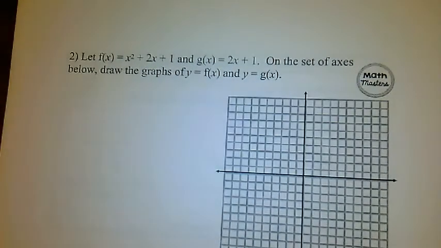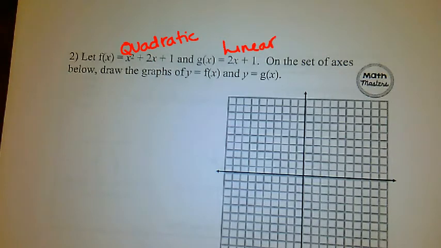So again, we have our two equations. Notice that this one is a quadratic, so f of x is a quadratic, and g of x is linear. So we're going to have a line and a parabola. Okay, I'll explain this in a minute. Go ahead and graph those.